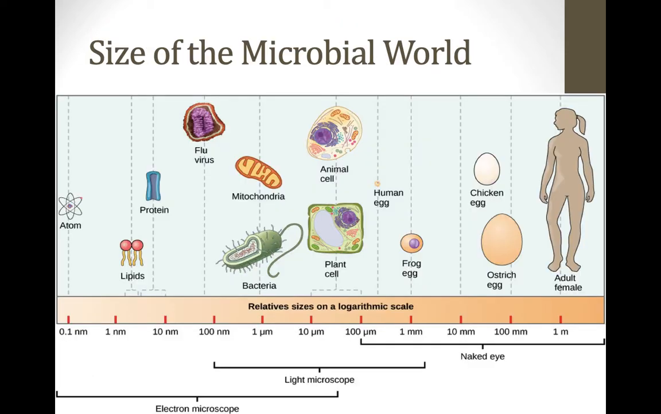So, a little bit of the size of the microbial world. Down here we have atoms, the smallest thing on the planet, lipids, proteins, flu virus, mitochondria, and bacteria. And if you notice, these are about the same size. Very key characteristic here. We'll talk about that later. Then animal cells, plant cells, eggs, and things like that, and then an adult human. Ostrich eggs are one single cell. So are chicken eggs. Eggs are one cell, by the way. So this is the largest cell on the planet.